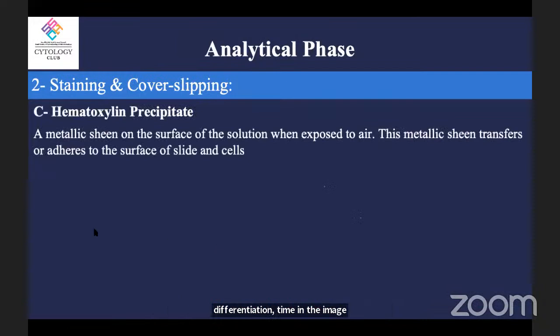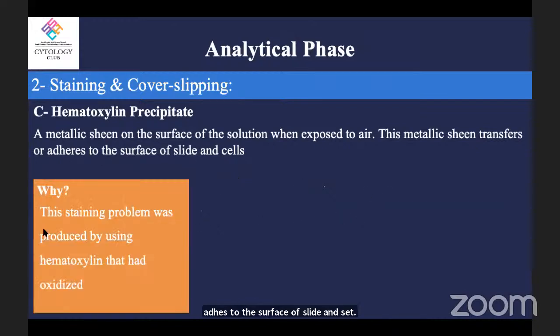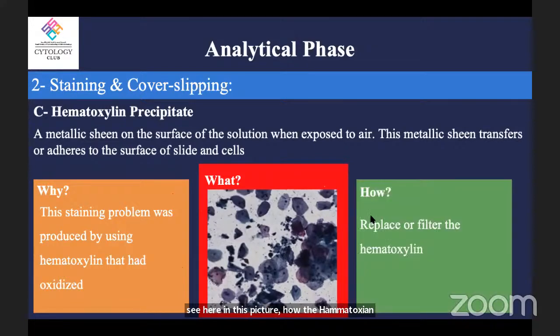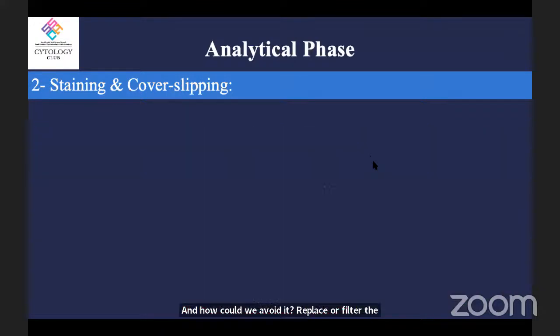The third issue we may face in staining and cover slipping is hematoxylin precipitate, a metallic sheen on the surface of the solution when exposed to air. This metallic sheen transfers or adheres to the surface of the slide and cells. Why is it happening? This staining problem is produced by using hematoxylin that has oxidized. As you see in this picture, the hematoxylin precipitate is covering the cells. And how could we avoid it? Replace or filter the hematoxylin solution.